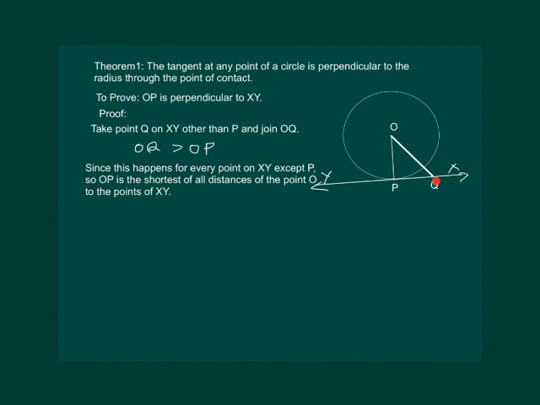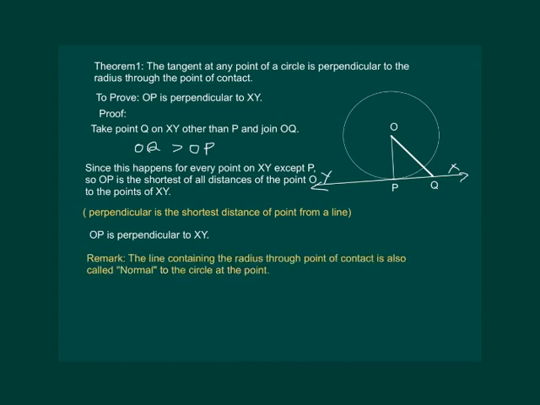If this point Q is anywhere else on XY other than at P, the inequality will apply. That means that OP is the shortest distance of the point O to the points of XY. But we know from our previous knowledge that perpendicular is the shortest distance of a point from a line, implying that OP is perpendicular to XY. Hence, we have proved the theorem that tangent at any point of a circle is perpendicular to the radius through the point of contact.